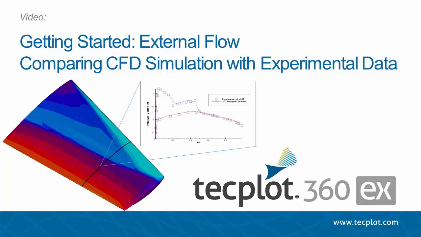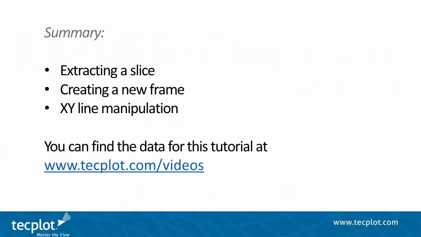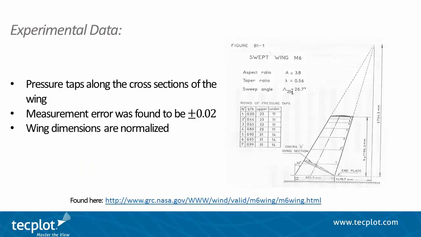This is the third video in our External Flow Getting Started series featuring the Onera M6 wing. In this video, we will be creating a classic coefficient of pressure, or CP plot. This process will include extracting a slice, creating a new frame, and XY line manipulation.